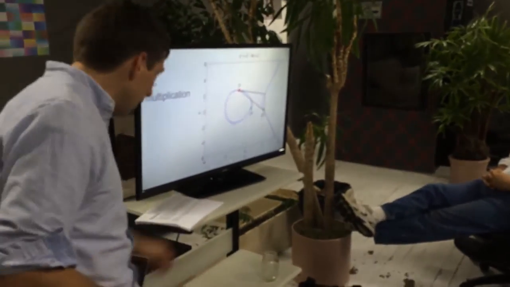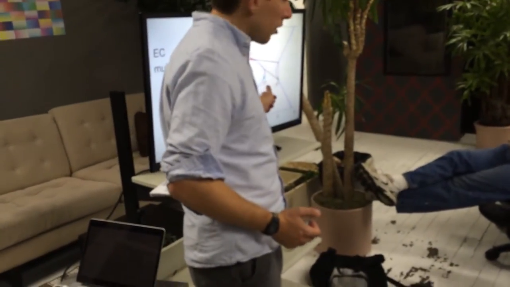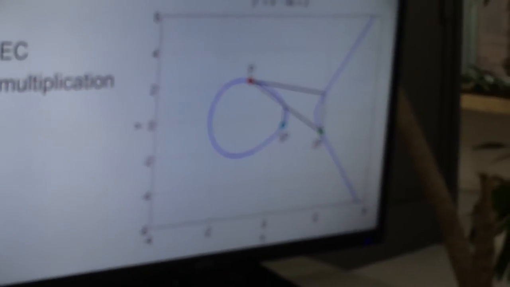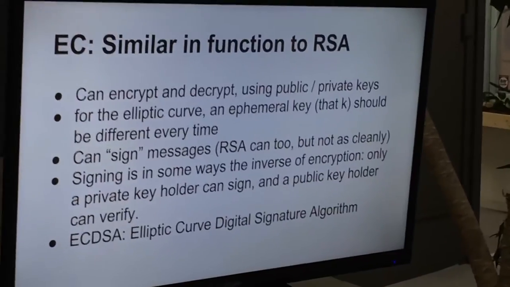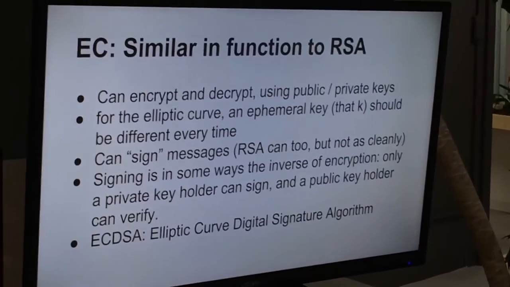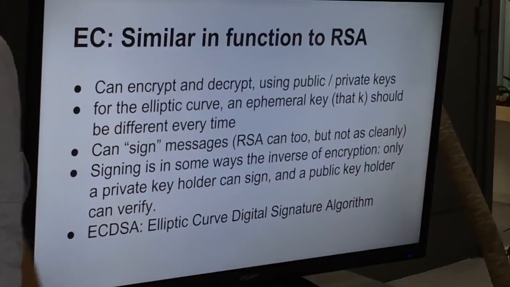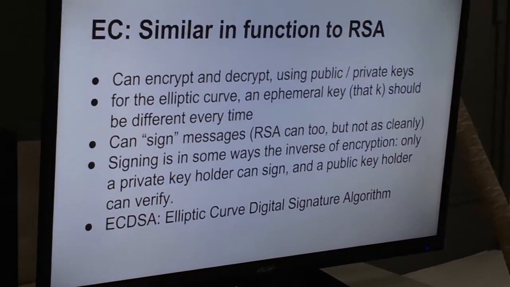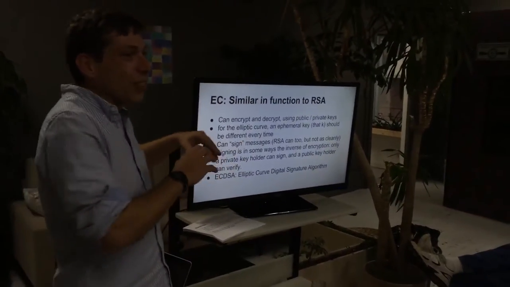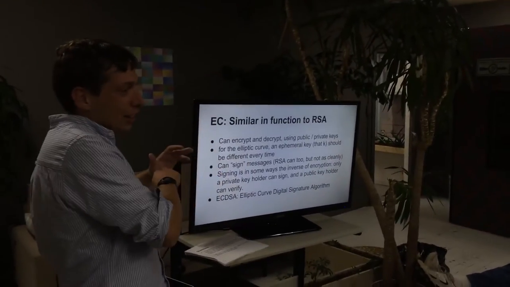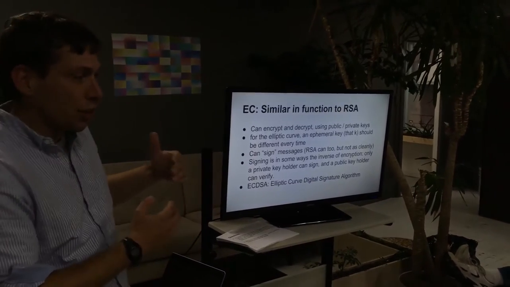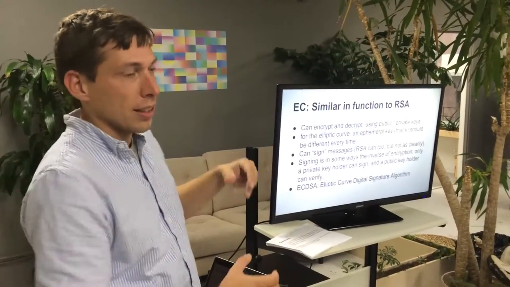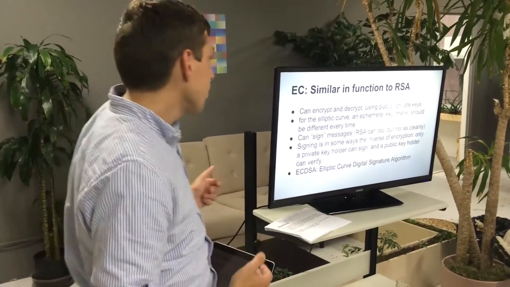But given these points, here's K times P and here's P, I don't know what K is. That's hard to find. The actual math involved in the encryption, decryption and signing with ECDSA would take a really long time. But hopefully you get the idea that this curve allows these one-way trapdoor functions, where since you know your initial starting point and K, you can calculate things much more quickly than someone who doesn't know this secret.